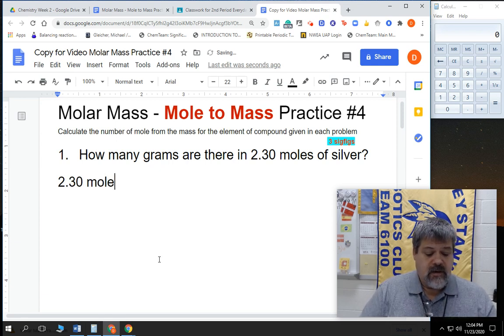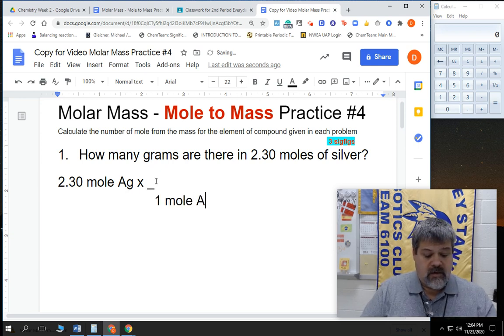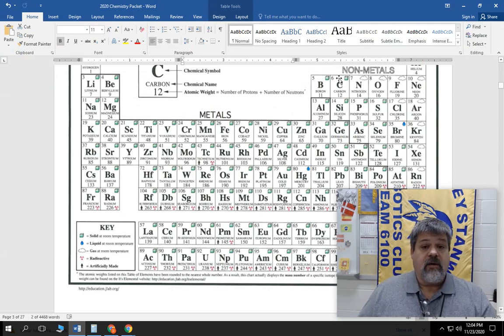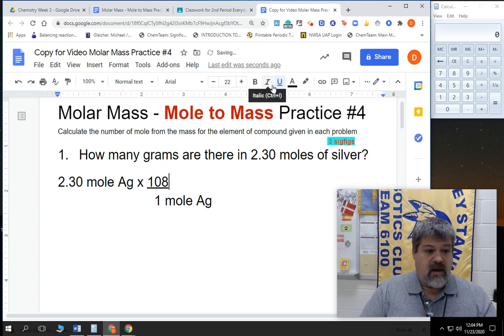So we're going to start off with what we have, 2.30 there. That's going to be moles of silver, which is Ag. Now again, we're going to put our handy dandy times in a line. Now again, where do we put it, on top or bottom? Well, we're going to go to the bottom first. Now this one's just easier. So we know that our conversion factor is 1 mole of silver. Well, 1 mole of silver weighs how much? Again, if we go back to the periodic table, we can see 1 mole of silver weighs 108 grams. So up here, we are going to put down 108 grams of silver.